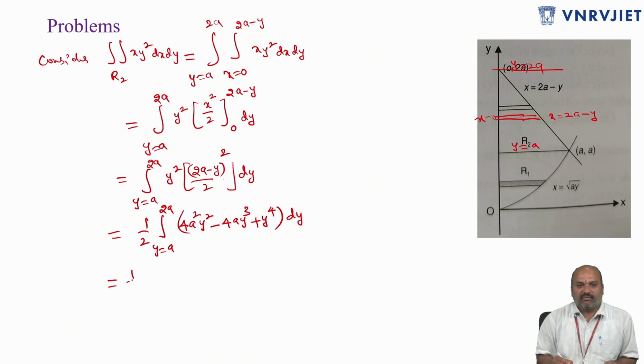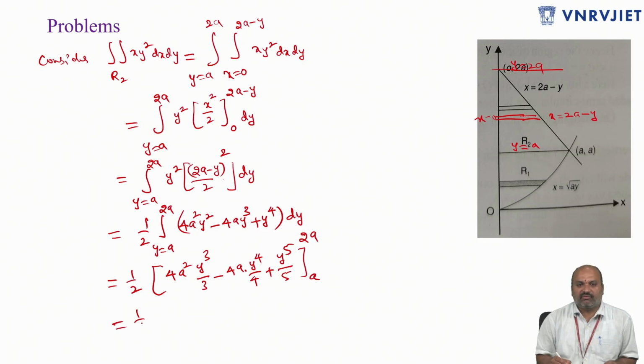Now this is equal to 1 by 2. Now integrating with respect to y: 4a square is constant, y square integral is y cube divided by 3, minus 4a into y cube integral is y power 4 divided by 4, plus y power 4 integral is y power 5 divided by 5. The upper limit is 2a and the lower limit is a.